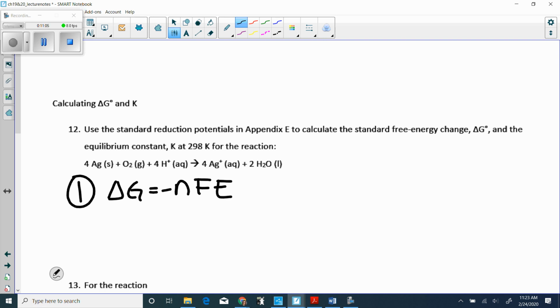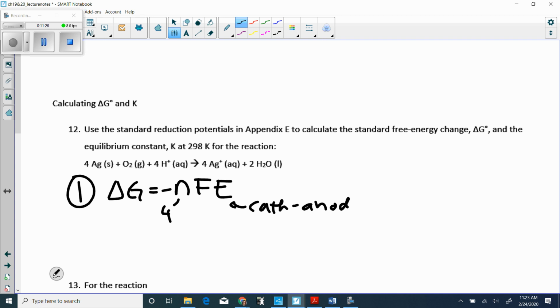It says, yeah, the 0.7991. But it says 1 electron. And I don't have 1 silver, I have 4 silver, so I must have had 4 electrons that got crisscrossed. I just multiplied this whole thing by 4. So my n is going to be 4. My E is going to be my cathode minus my anode.